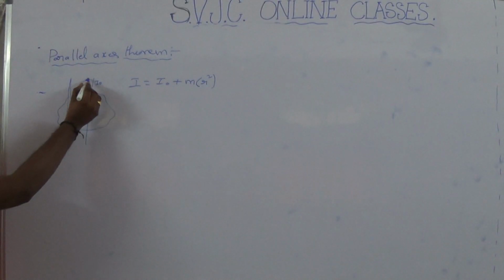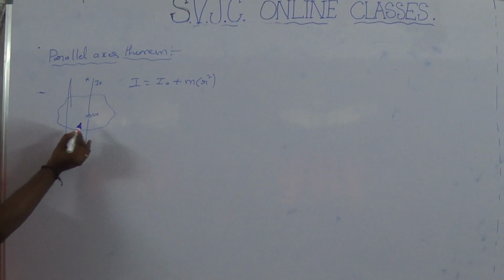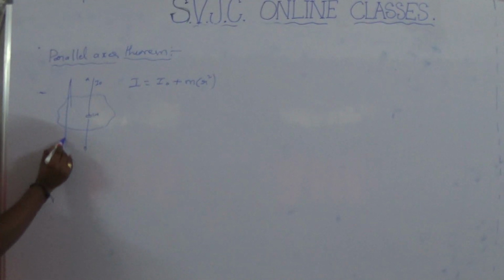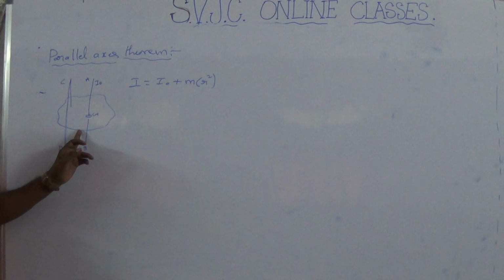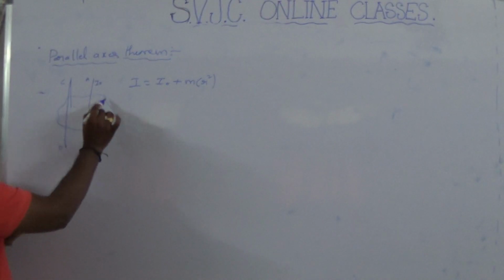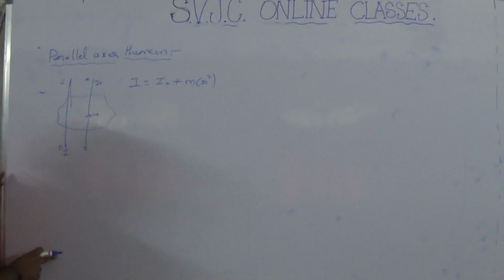For example, I consider a rigid body of mass m. Let AB be one axis that is passing through the center of mass and perpendicular to the plane of the body, and one more axis that I am taking as CD. Now I am going to calculate the moment of inertia of this body with respect to this axis, which I am taking as I.